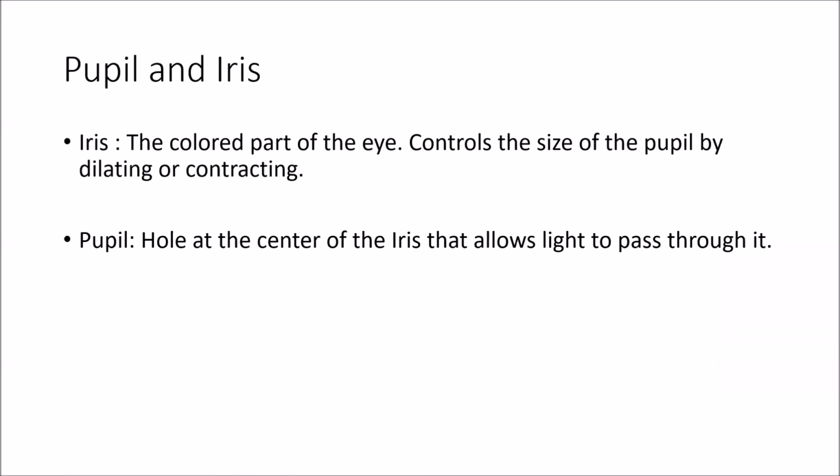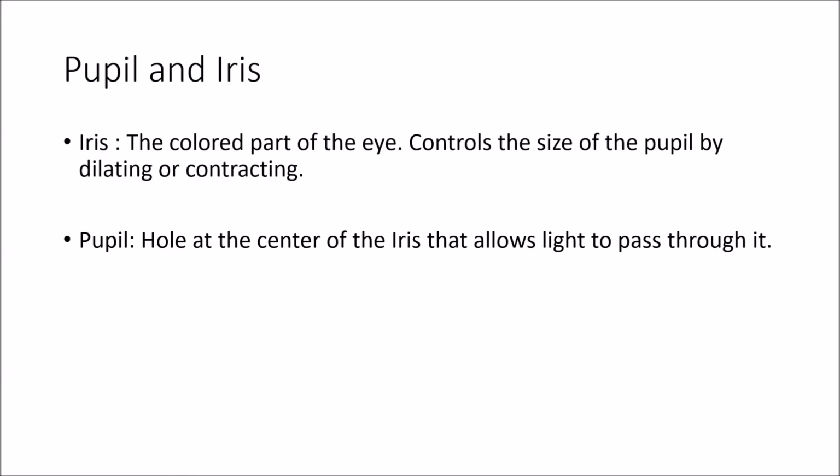Okay, so to recap what we talked about so far, the iris is the colored part of the eye. It controls the size of the pupil by dilating or contracting. So it's very important to remember that the iris is the colored part of the eye.